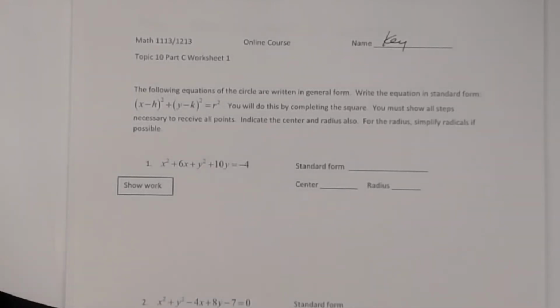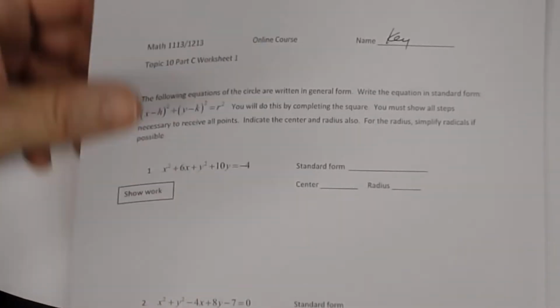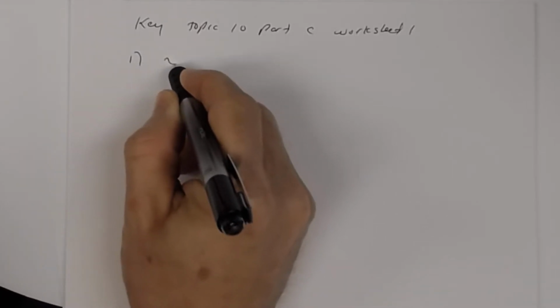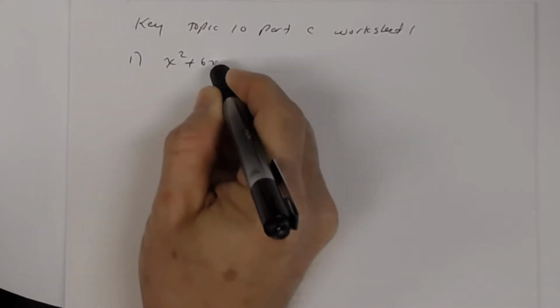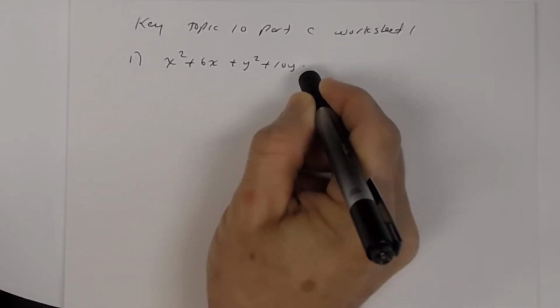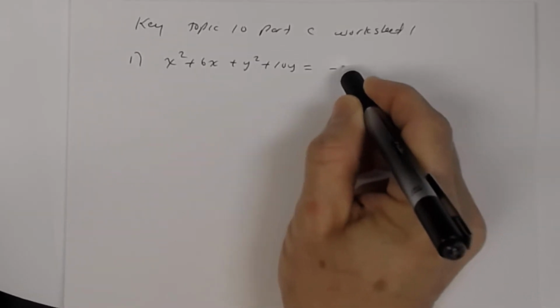This is a key to worksheet 1 for topic 10, part C. In this case, you're given the equation of a circle in general form, and you want to write it in standard form. So let's look at number 1. Here's the problem: x squared plus 6x plus y squared plus 10y equals -4.